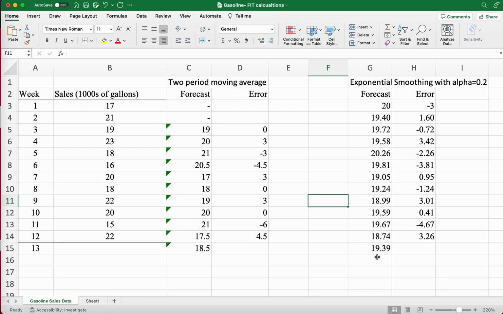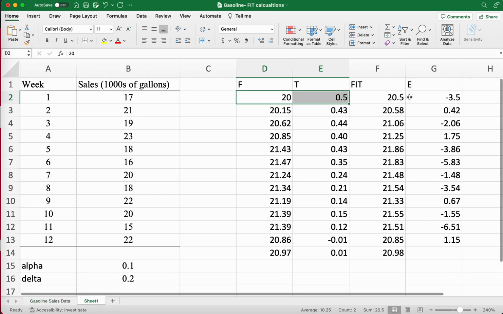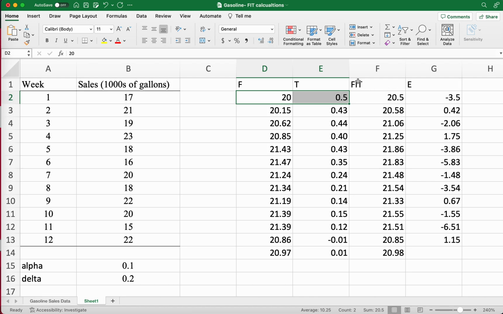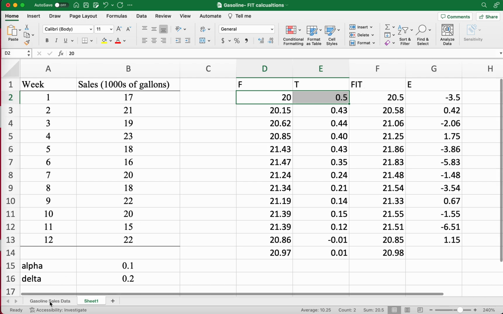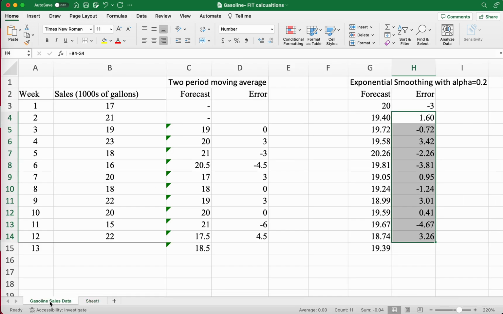Now, obviously, which method is better comes down to the errors. So you look at the errors here, you look at the errors here. Some are positive, some are negative, some are large. There are some large errors here also. The question is, which is better? If you remember correctly, for the same gasoline sales data, we also implemented the forecast including trend method. So again, we have three different methods that we've used to forecast this data, and the question that we have to answer is, which is the best method?